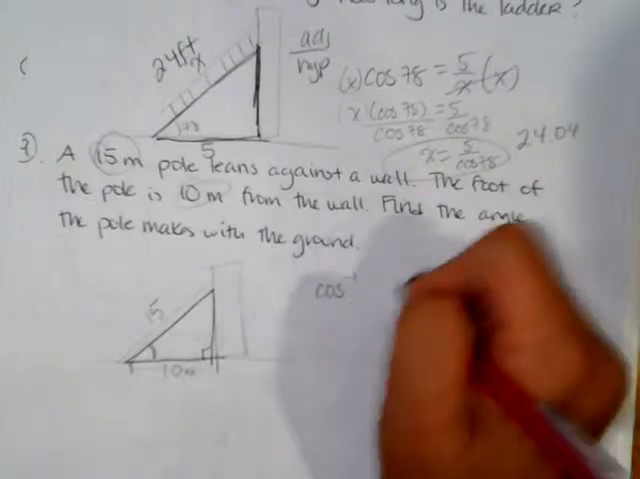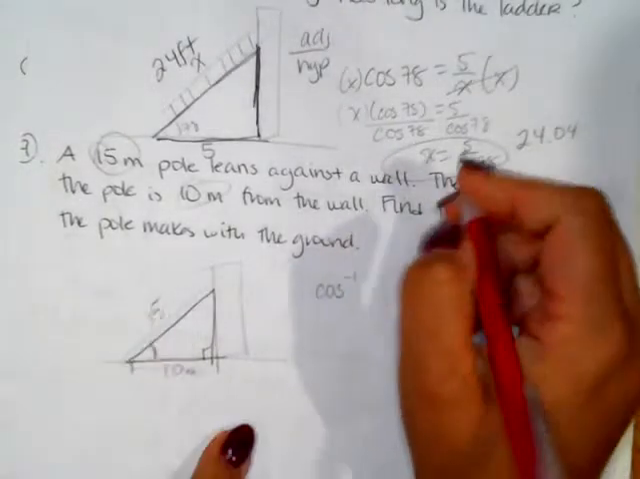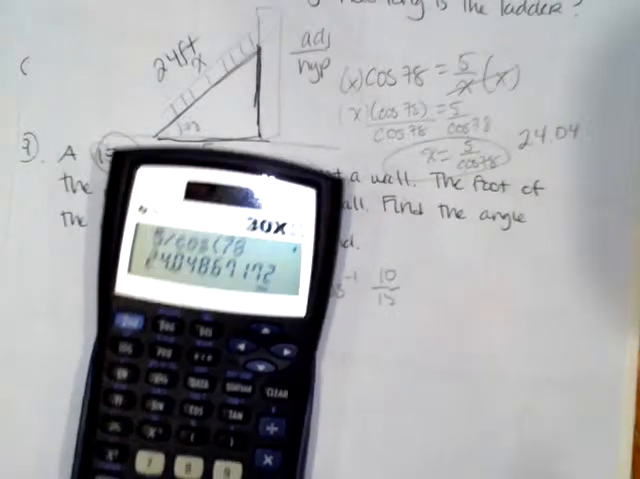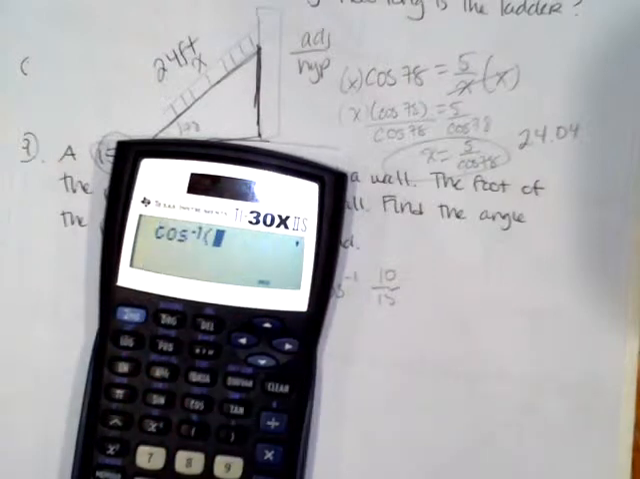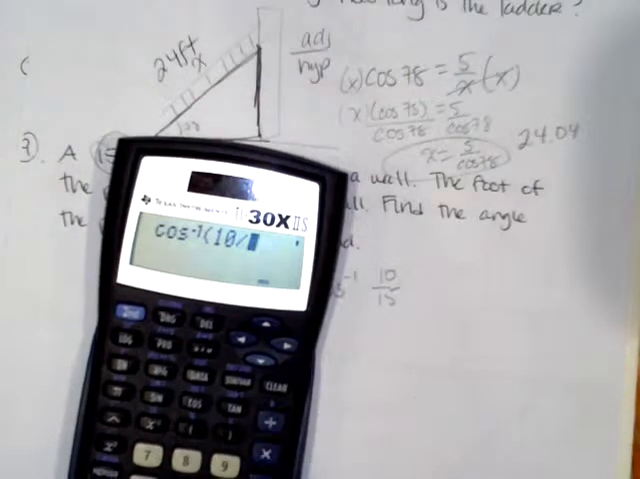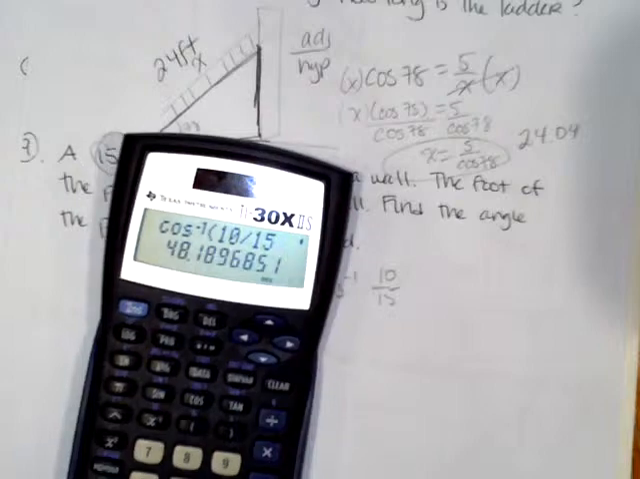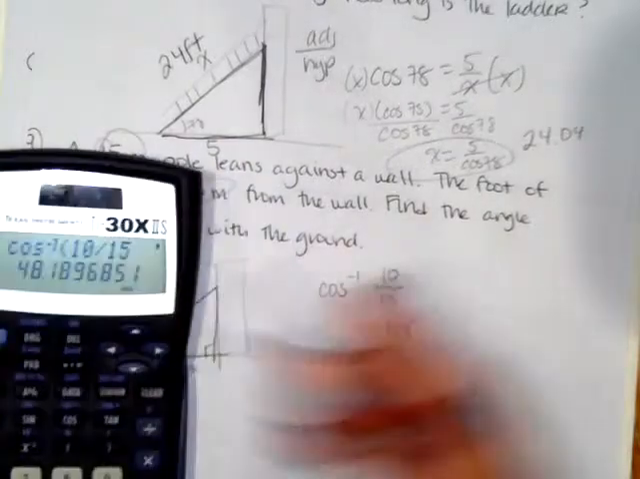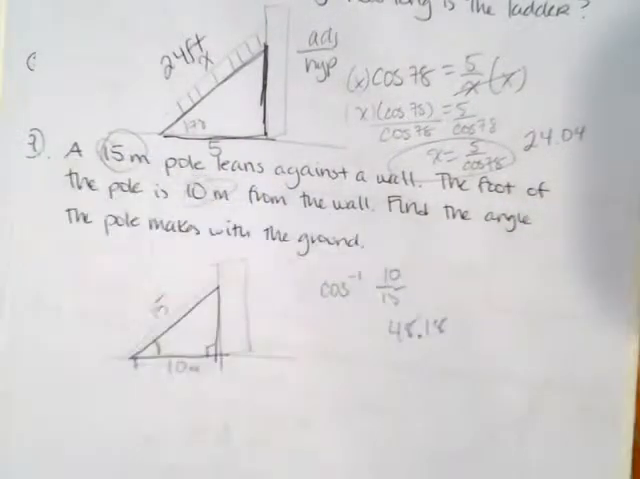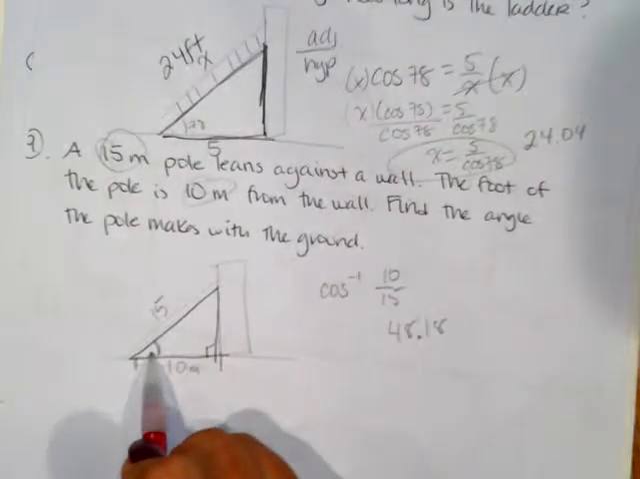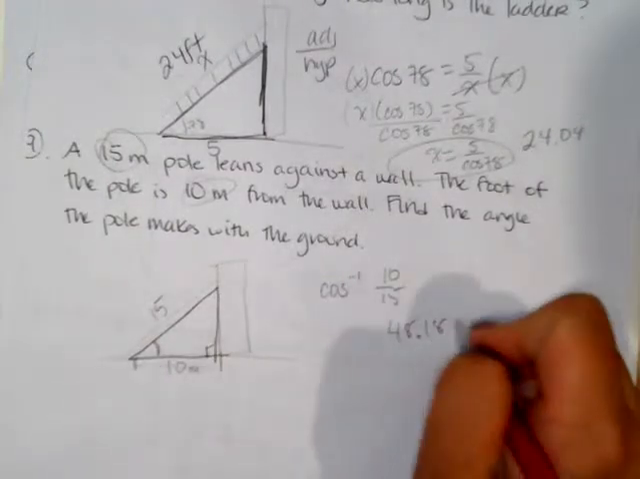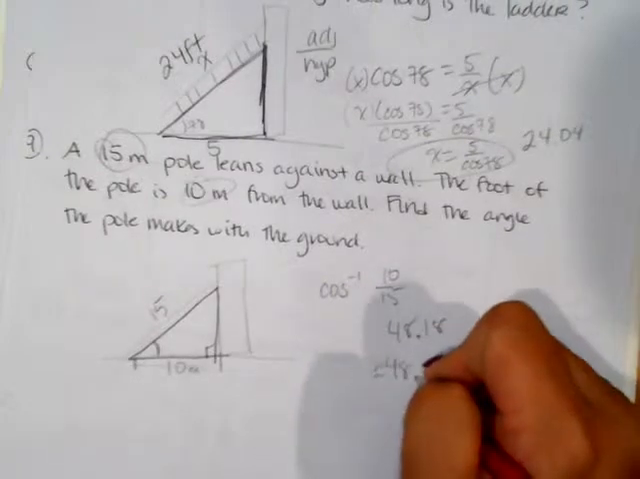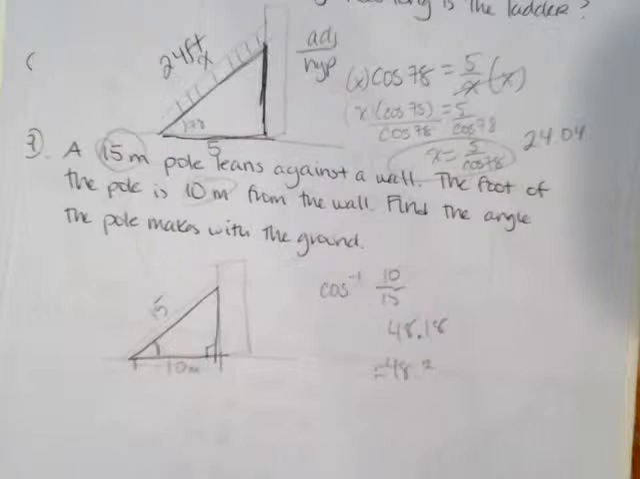So inverse cosine, adjacent over hypotenuse. On your calculator, inverse cosine, 10 divided by 15, and you get 48.18. That's the angle down here. Depending on where you're asked to round to, this one asked you to round to the nearest tenth, so it's approximately 48.2. Okay, we can go over more word problems.